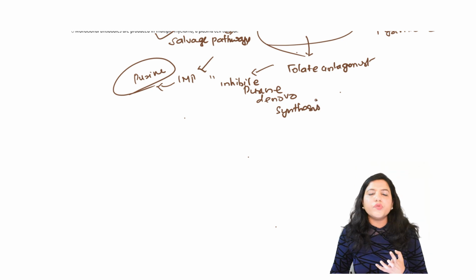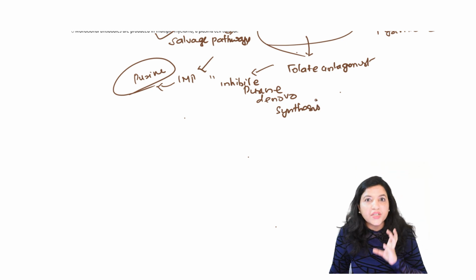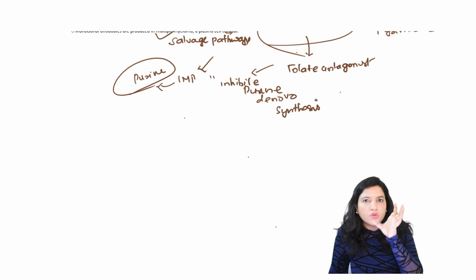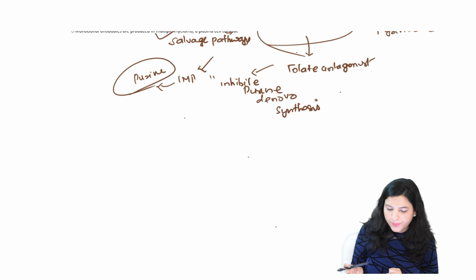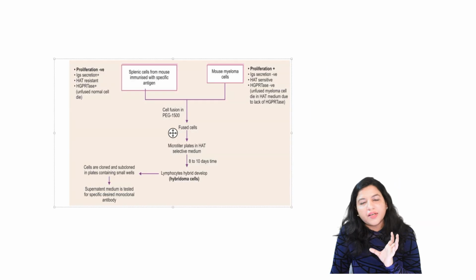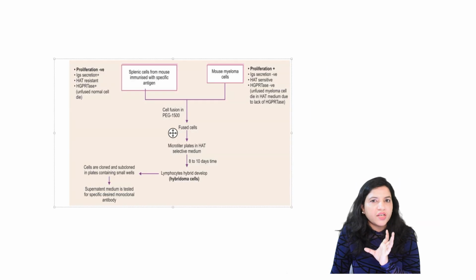Okay. Now I am moving on to how this hybrid cell is produced. The hybrid cell is grown in a medium which is having the HAT. HAT means that in that medium de novo purine synthesis will not take place, and the only source of purine here is the salvage pathway. Now we'll see what this hybrid cell is. What are the components of this hybrid cell?